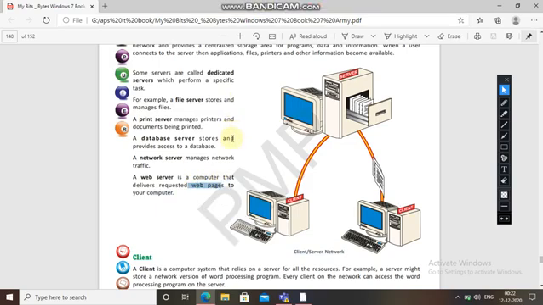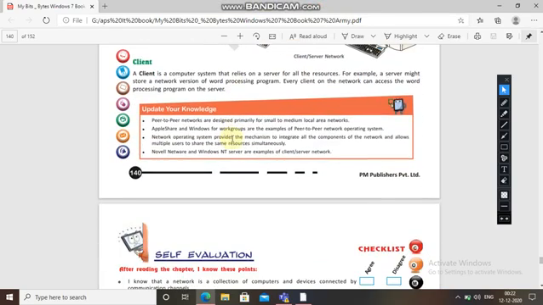Now client. A client is a computer system that relies on a server for all resources. So it depends on a server. Client computers always depend on a server. Like a server might store a network version of a word processing program, so every client on the network can access the word processing on the server. What a server provides are the resources that the client will use.